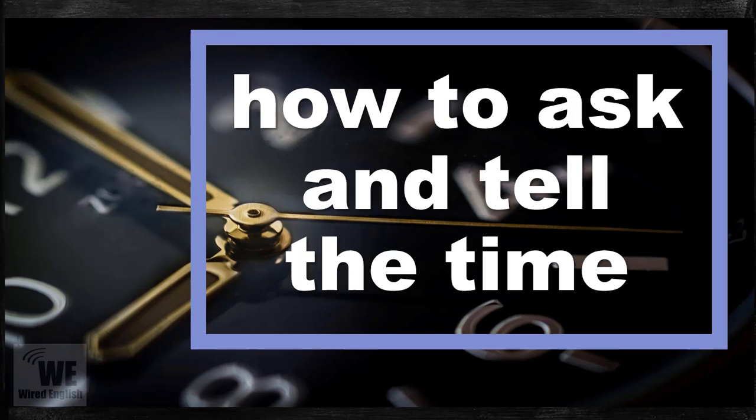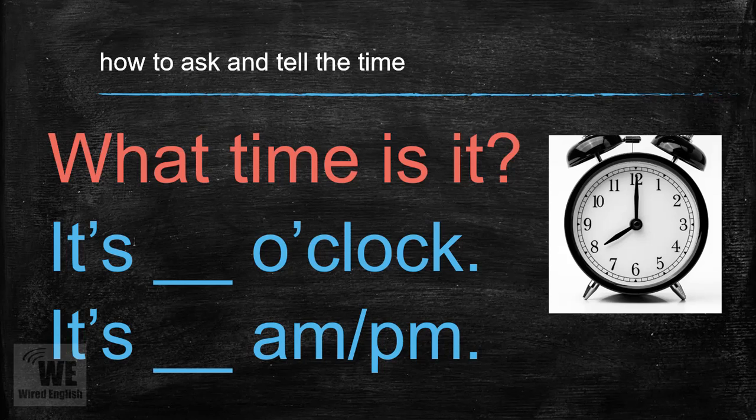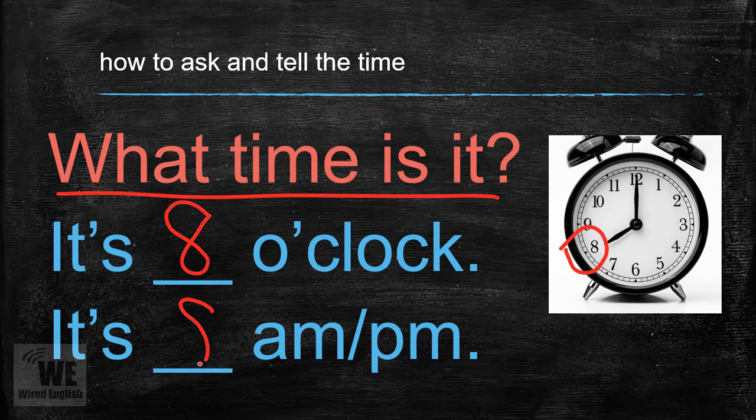How to ask and tell the time. So one of the basic ways to ask for the time is to simply ask, what time is it? And to tell the time, we just say, it's 8 o'clock, or it's 8 a.m., or it's 8 p.m., depending on the time of the day.